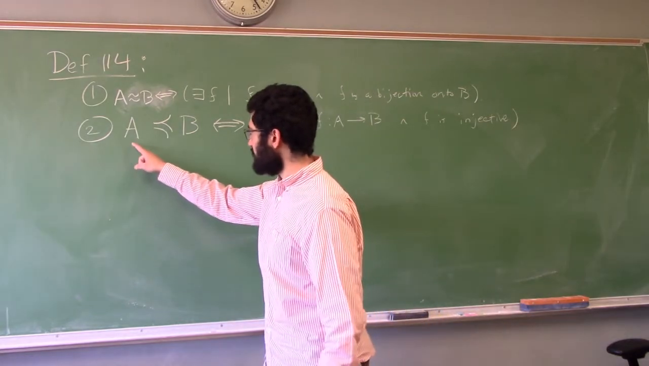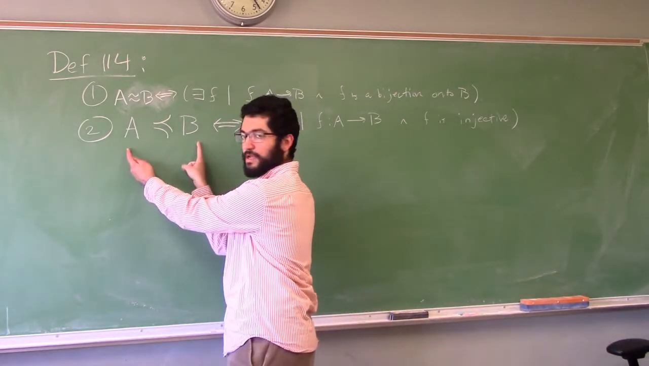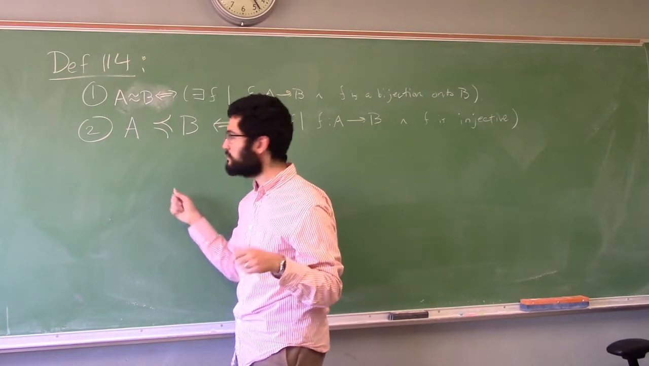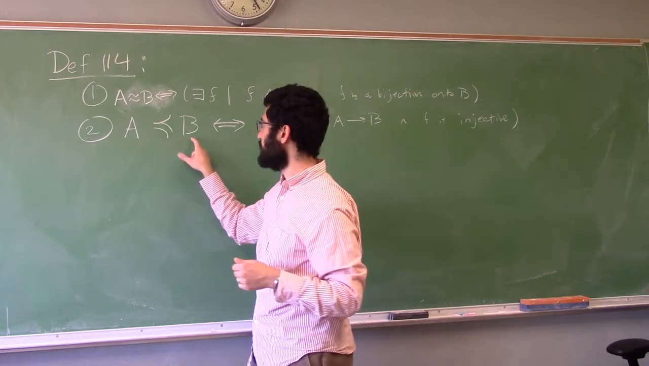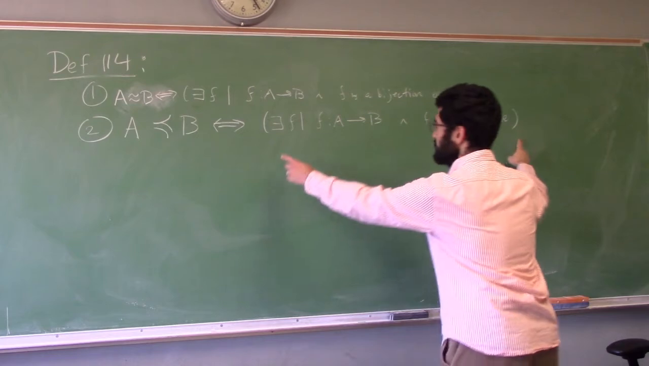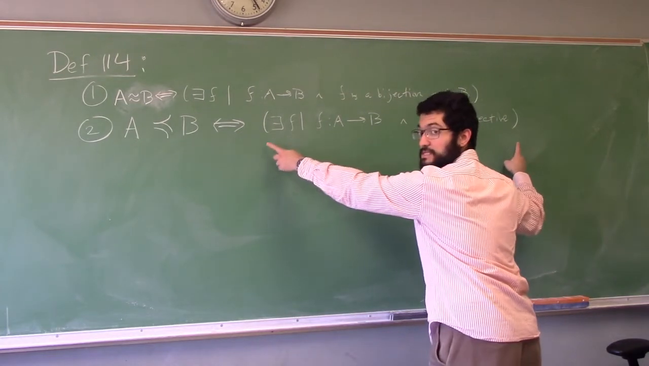We also define this short way of saying A has fewer elements or equal to the number of elements of B, or maybe B has at least as many elements as A. We say it like this. So this is what it means.